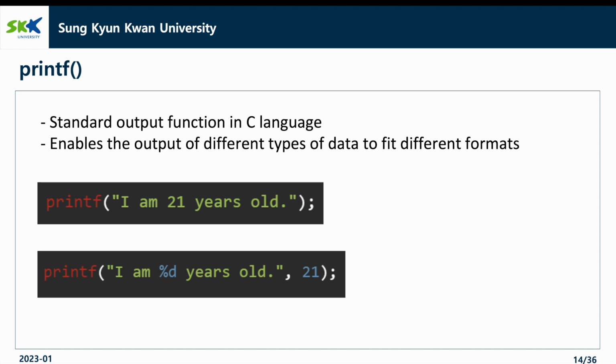Now we are going to learn about the two simplest functions of C programming. The function that you use to interact with the program is called an input-output function, or I/O function. The printf function and scanf function are the most commonly used I/O functions among the C language standard I/O functions.